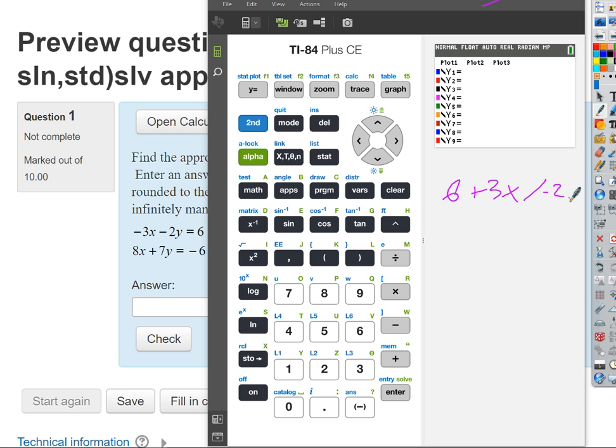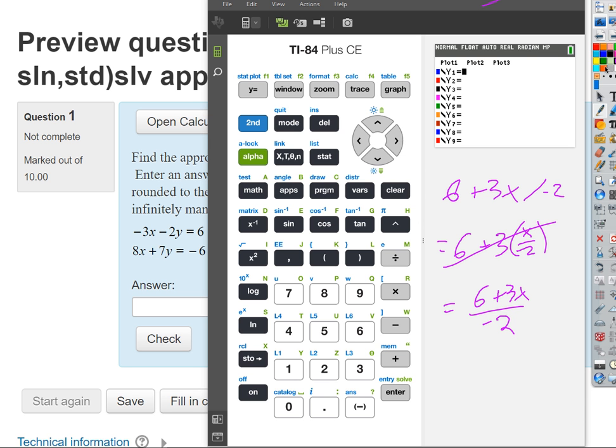I'm not including the 6, am I? That's equal to 6 plus 3 times x over -2. That's not what I want. How could I fix it? What should I have probably included in that first expression? How could I make it mean 6 plus 3x all divided by -2? What would I have to add?